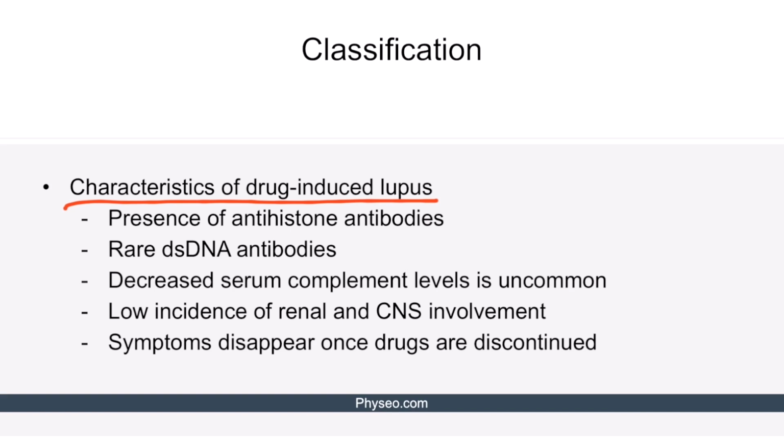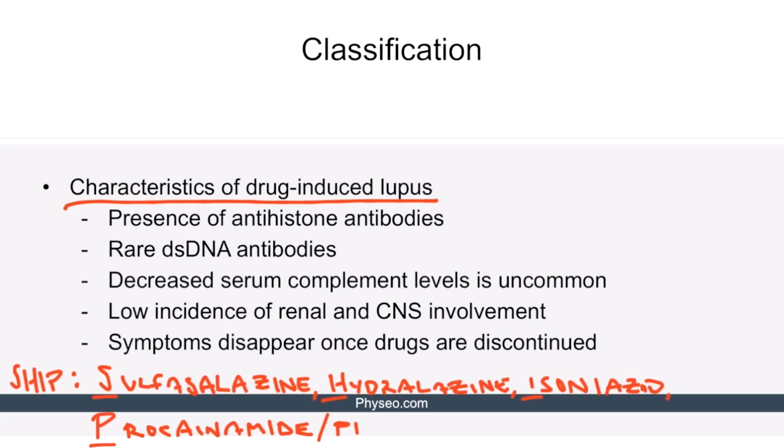Double-stranded DNA antibodies are rare in drug-induced lupus. Also, decreased serum complement levels is uncommon. There is a low incidence of renal and central nervous system involvement compared to other types of lupus. And lastly, the symptoms and laboratory test results will disappear once the drugs are discontinued. As a quick reminder, the mnemonic SHIP could help you remember the 5 common drugs that cause drug-induced lupus, which are sulfasalazine, hydralazine, isoniazid, procainamide, and phenytoin.